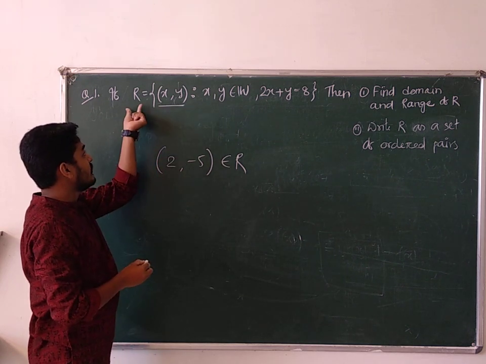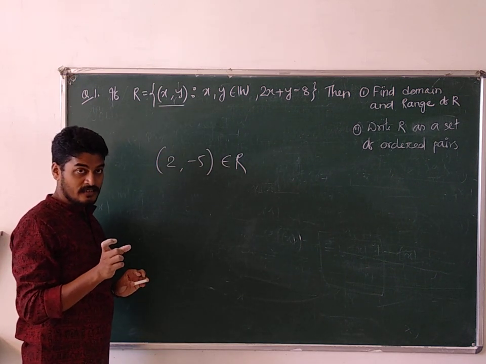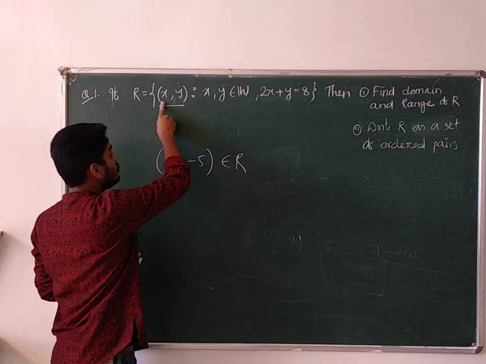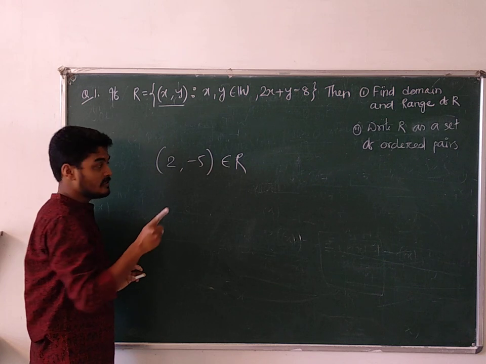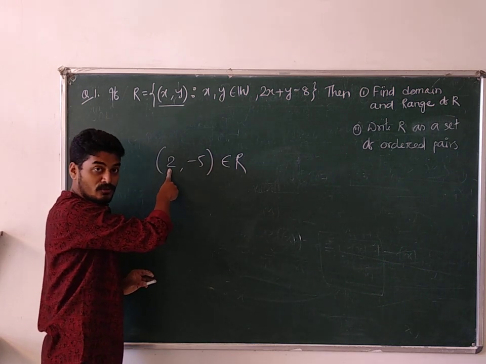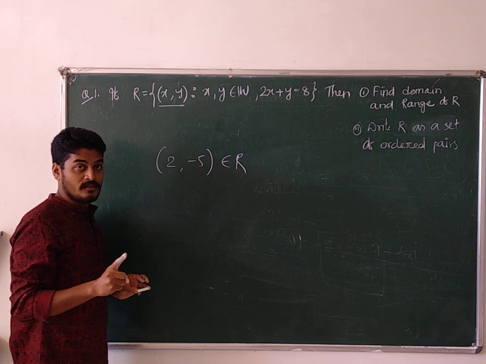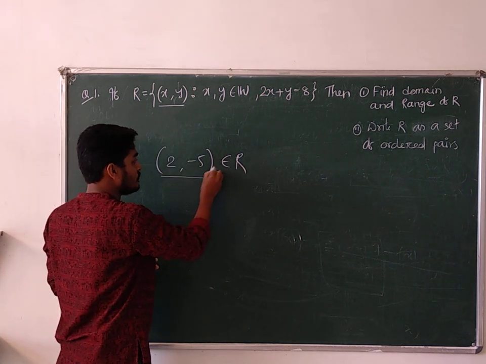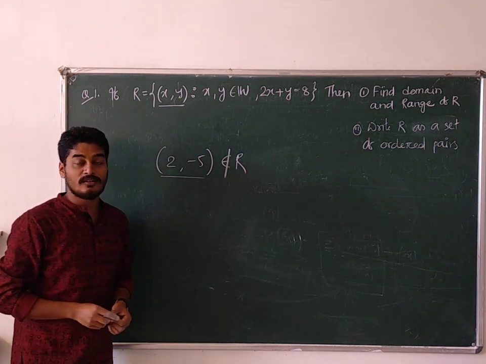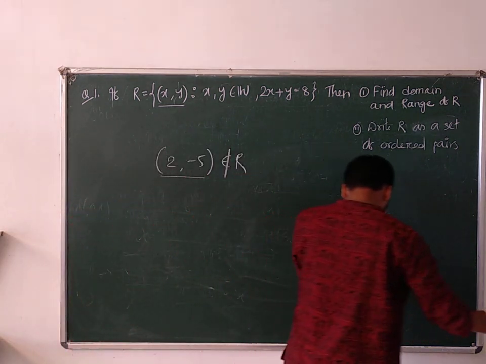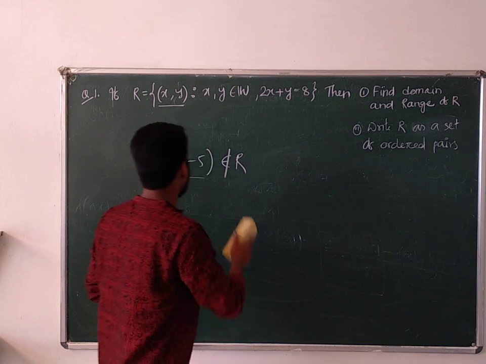To be an element of the relation R or the set R, what is the main condition to be satisfied? The main condition is that both x and y should be whole numbers. Here 2 is a whole number, no doubt, but -5 is not a whole number. So that's why this is not an element of the relation R or the set R. So we have to mention it like that. This is not an element of R.